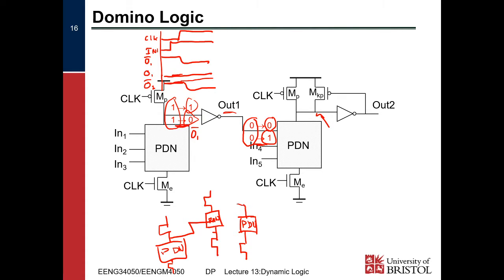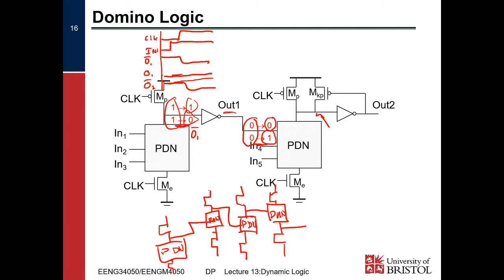Then that one goes into there, and then again we have our pull up network, our pre-discharge transistor, and our evaluate transistor. So you can do that where you have alternating pull down and pull up networks.